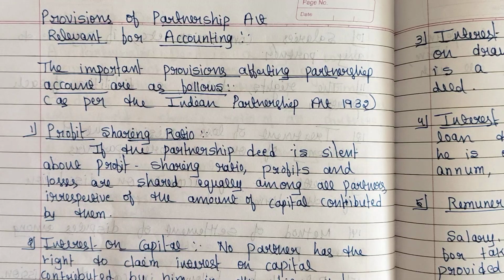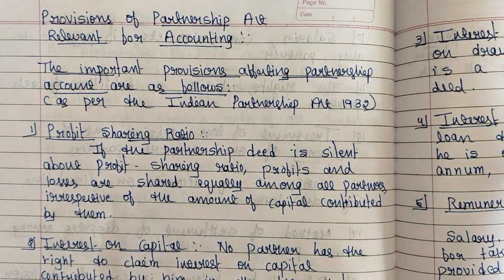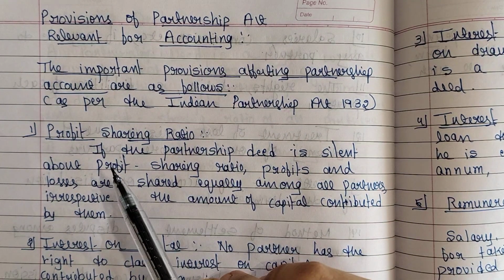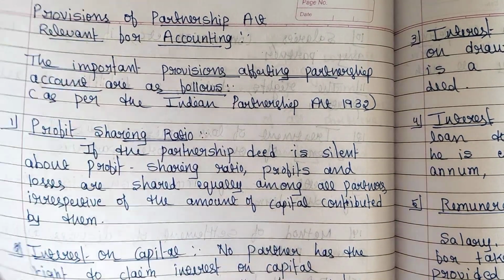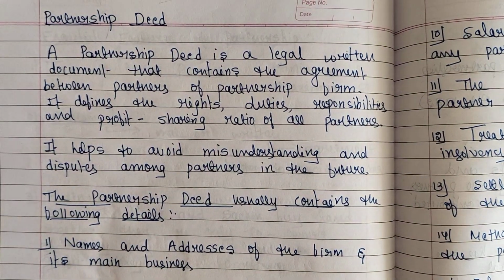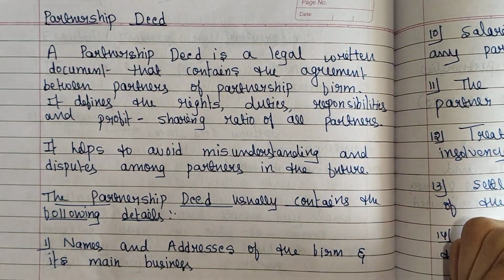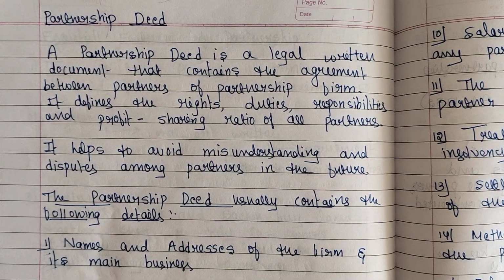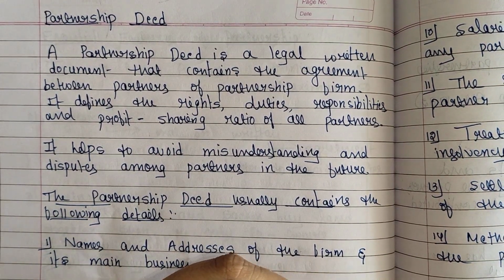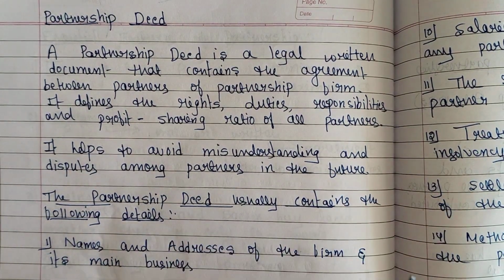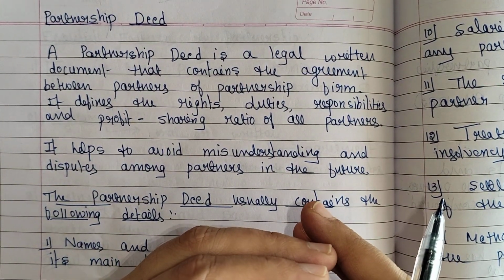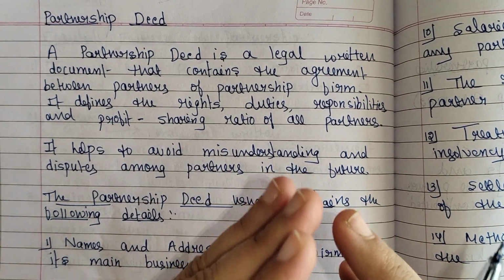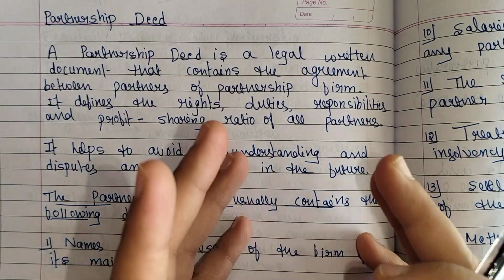So in today's class we are going to learn about provisions of the Partnership Act that is relevant for accounting. In the last class we learned about the partnership deed and the contents included in it, right? So if there is no agreement on any matter, then the provisions of the Indian Partnership Act 1932 will be applicable.